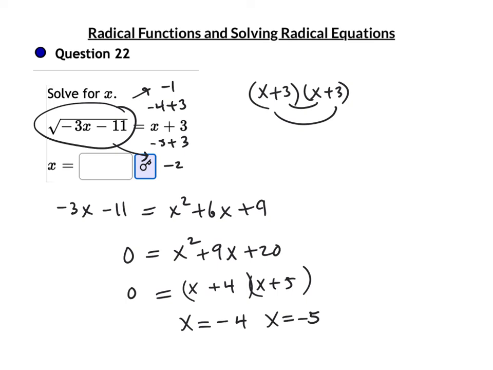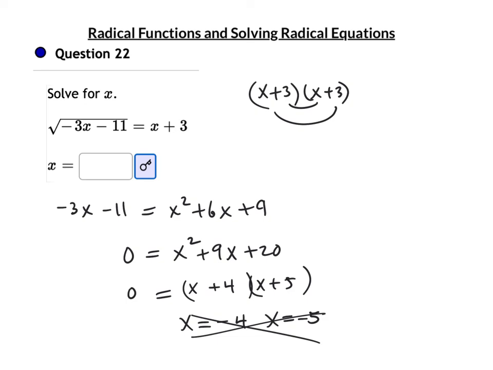The smallest it can be is 0. It will never be equal to a negative number. Only way we could make that happen is if we threw a negative out in front, and we don't have that here. Neither answer works then, and our answer is no solution, or DNE. The solution does not exist.